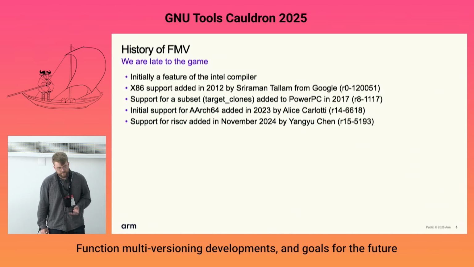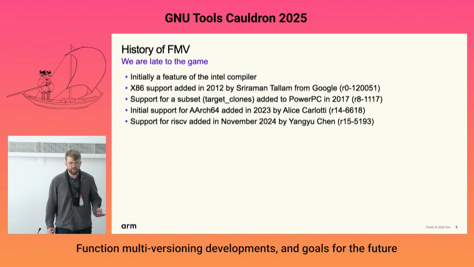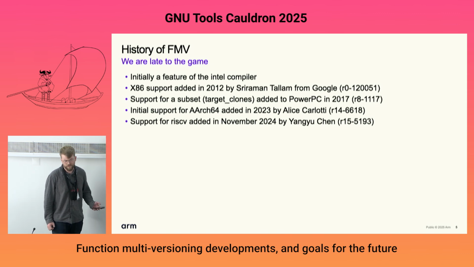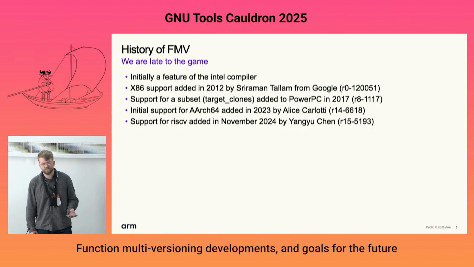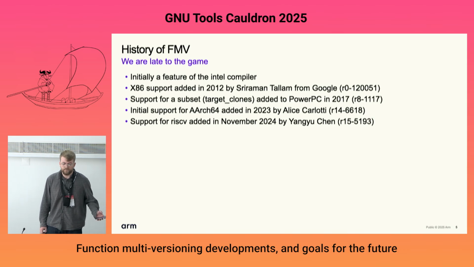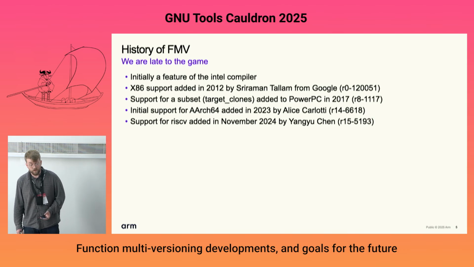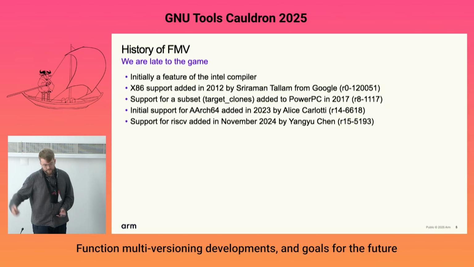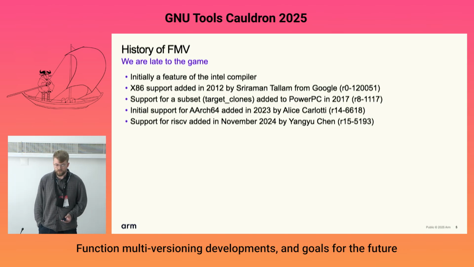What's the history of functional multi-versioning? Because it's not a feature that ARM made up, we can't claim any credit for it. I looked through the log, it looks like it was originally a feature of the Intel compiler. It was added to x86 a long time ago, and has slowly been added to other targets with some interest recently. It's definitely not our idea.